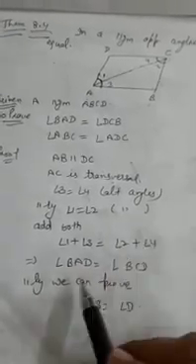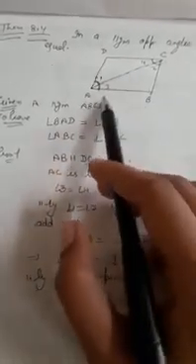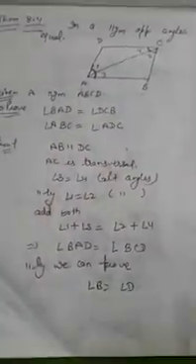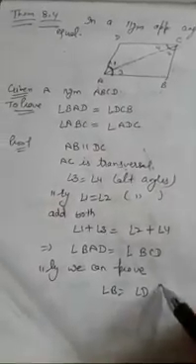By adding these two, we get angle 1 plus 3 is equal to angle 2 plus 4, that is, angle BAD is equal to angle BCD. Similarly, we can prove angle ABC is equal to angle ADC. So this is the proof of our theorem 8.4.